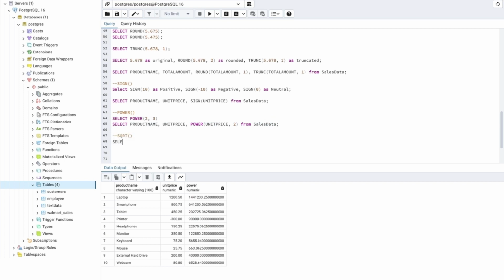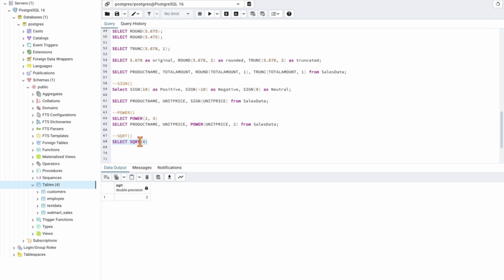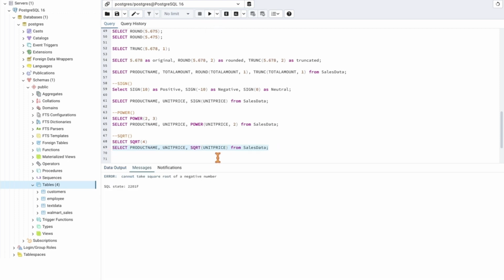Similar syntax. Only one value to which the square root can be applied. Let's apply the same to the table. Instead of power, make it SQRT. Execute it. All right. Unit price has a negative value in it.